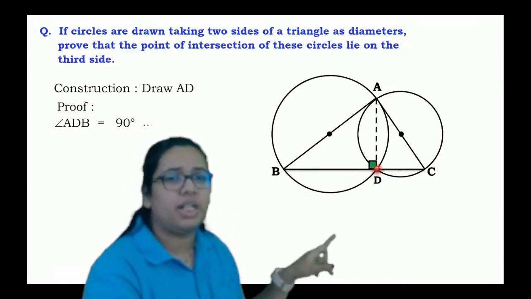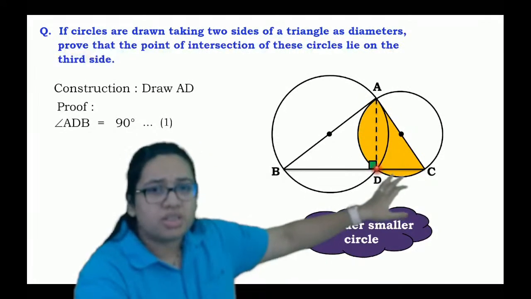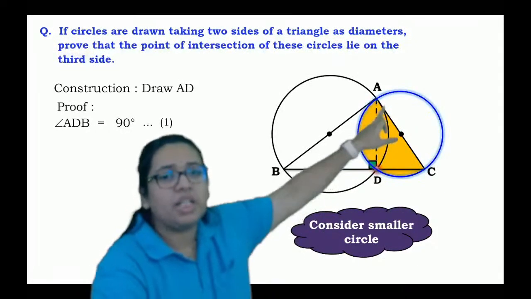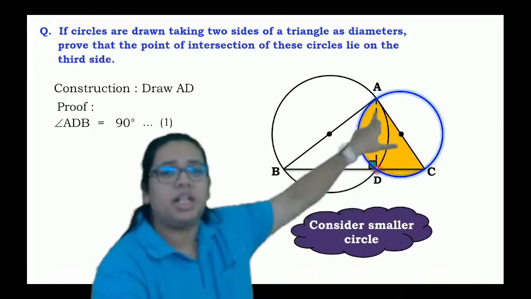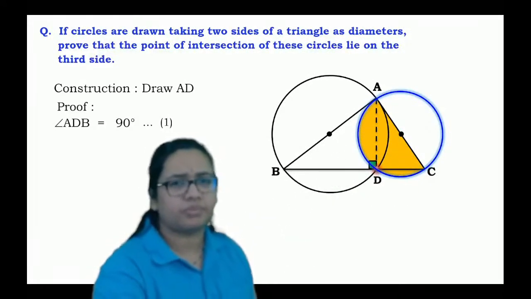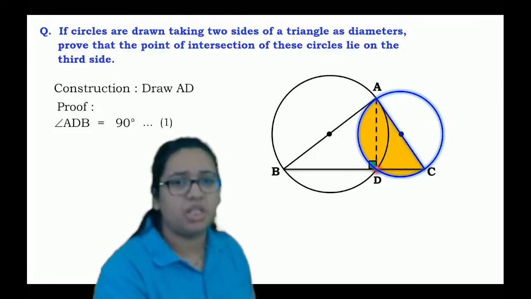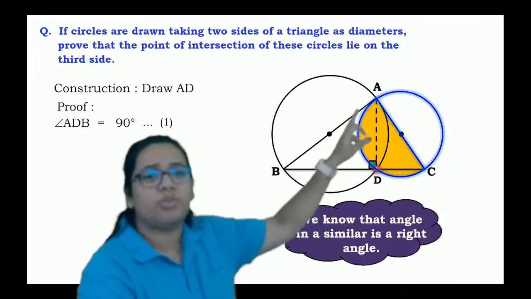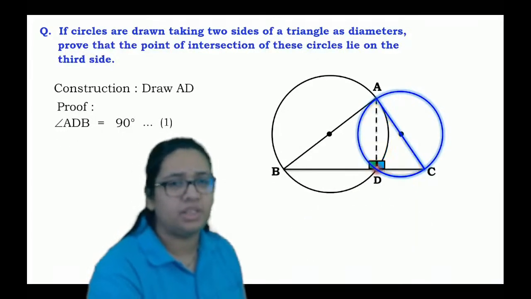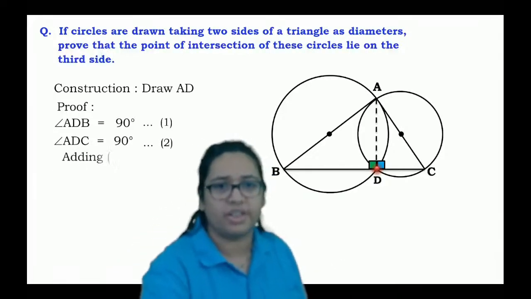As measure of angle ADB is 90 degrees. For the smaller circle, again, ADC is an angle in a semicircle, where AC works as a diameter. So the measure of angle ADC will be 90 degrees. Again, the reason will be the same: angle in a semicircle is always 90 degrees.